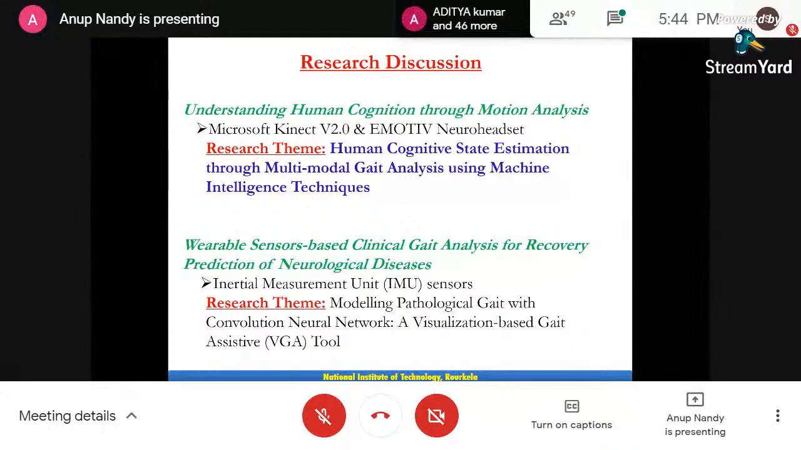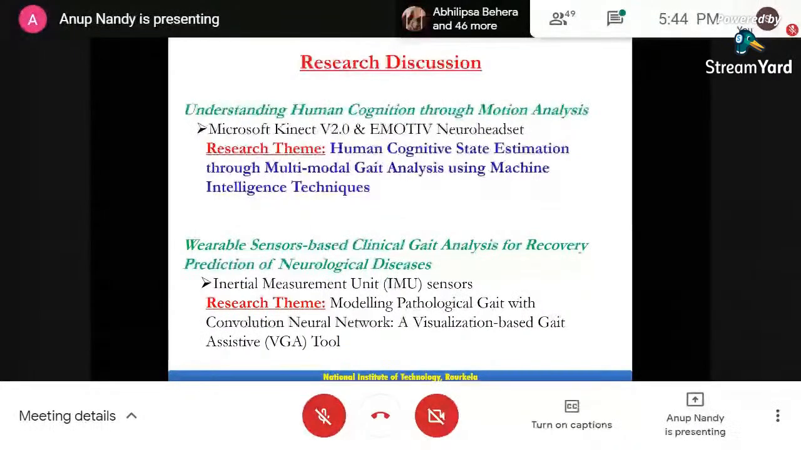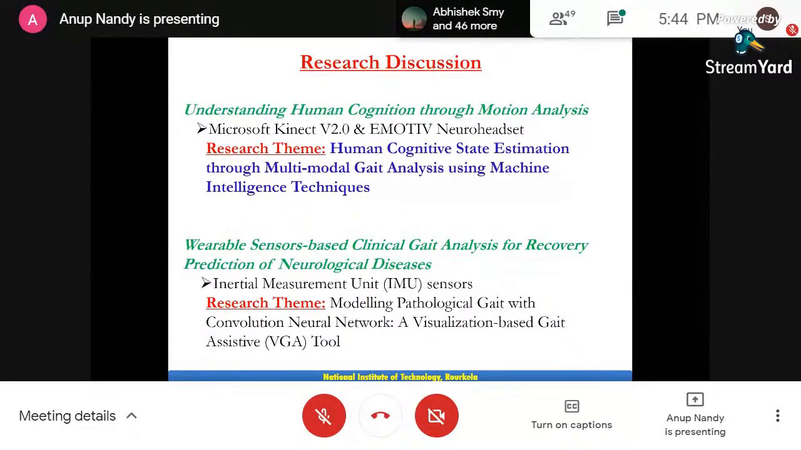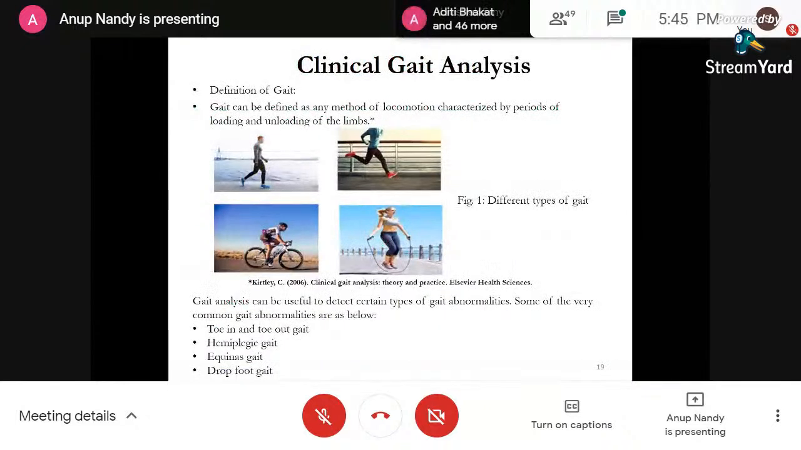So, modeling pathological gait with convolutional neural networks. It is a visualization-based gait assistive tool. Those who are not aware of clinical gait analysis, this is a very wonderful field that you could explore. What is gait? Gait means a person's manner of walking.